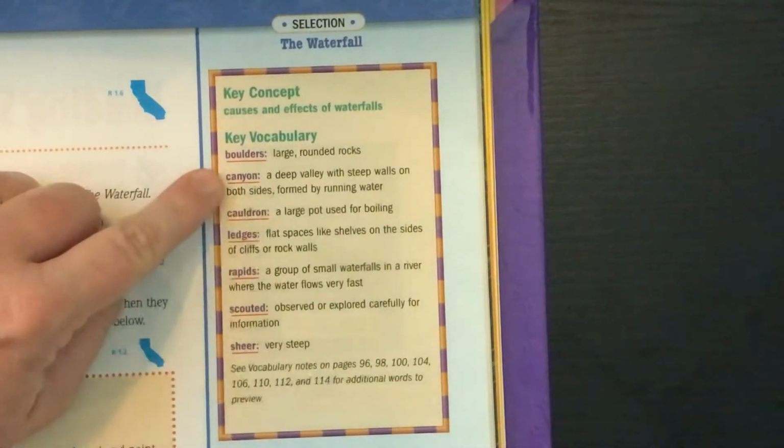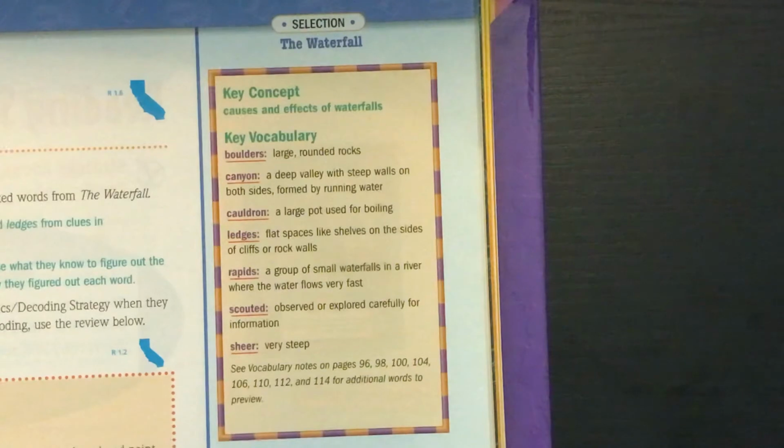All right, the next word, my turn, canyon. Your turn. A canyon is a deep valley with steep walls on both sides, formed by running water. So a canyon is usually in between some mountains, or it could be that a river has gone down a mountain for so long that it created a canyon. So it usually has steep sides.